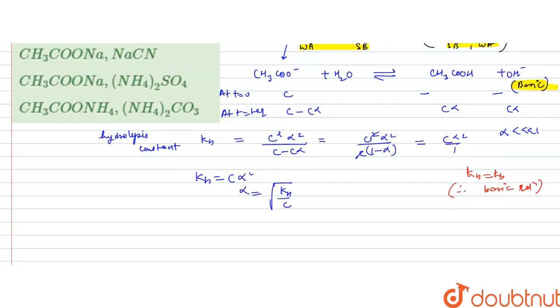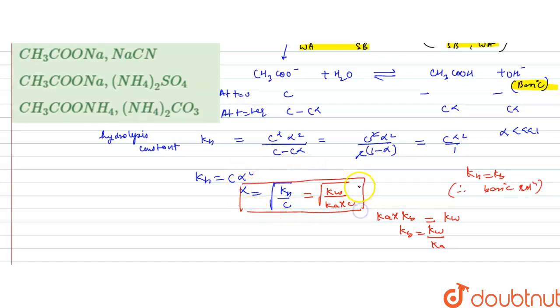Now, Ka into Kb, that is the dissociation constant of acid into the dissociation constant of base, is equal to Kw. That is the ionic product of water. So Kb will be equal to Kw upon Ka for the acetic acid. We can also put this value here. So that will be the square root of Kw upon Ka into C. So that is the degree of hydrolysis.